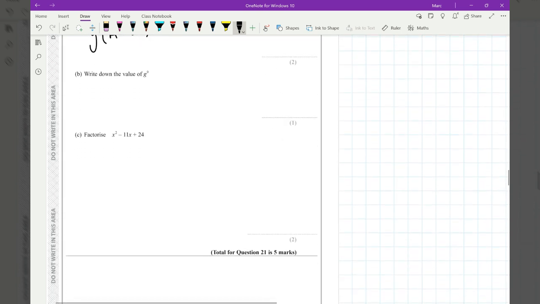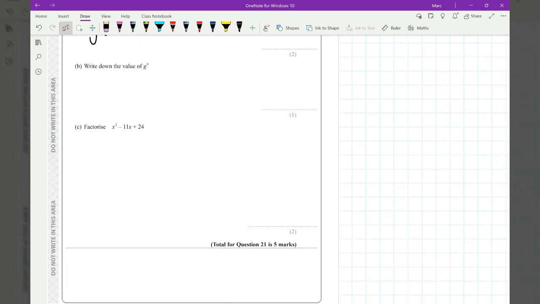Okay, write down the value of G to the power of 0. Anything to the power of 0 is 1.